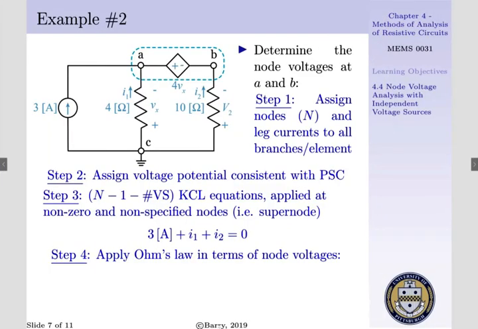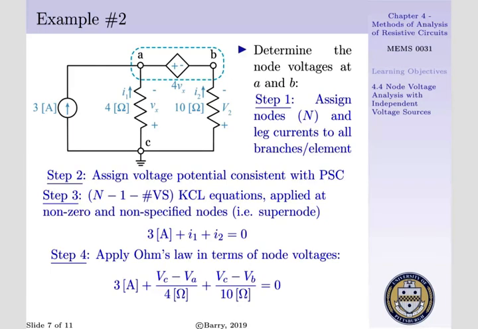Step 4 is to apply Ohm's law in terms of our node voltages. Thus our KCL equation becomes the following: 3 amps plus I1, which can be expressed as Vc minus Va per 4 ohms, plus I2, which can be expressed as Vc minus Vb per 10 ohms, is equal to 0.